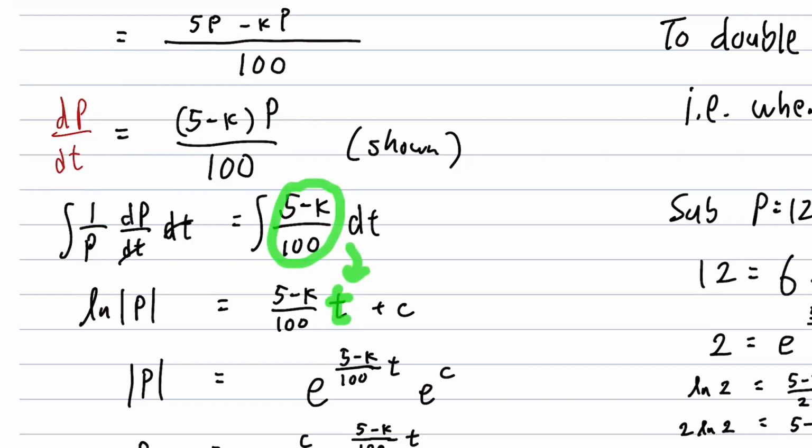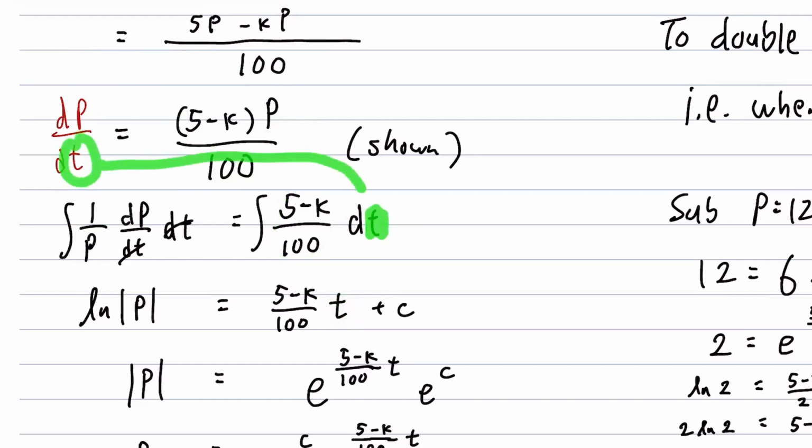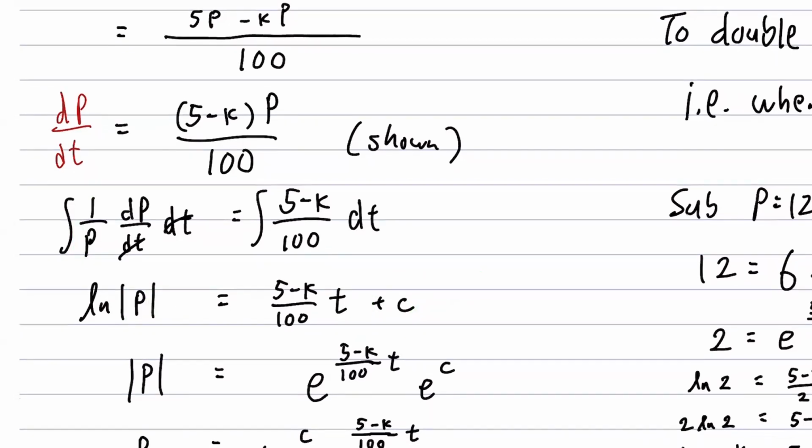Can you see? Okay. And also take note that it's T, because the independent variable here is T, not X. Then of course, integrating 1 over P, you get ln of modulus P. Don't forget the plus C. This part okay? Okay, good. Then now I skipped a few steps.